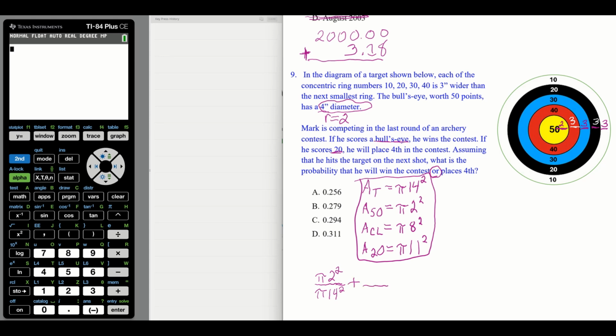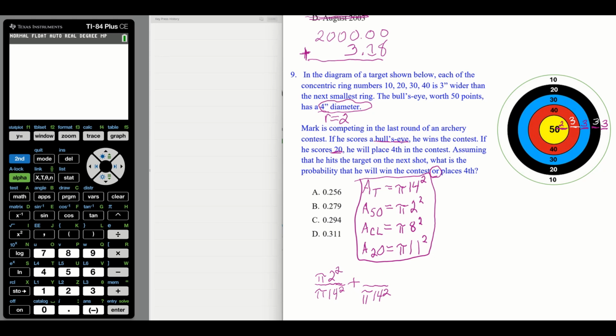to our next probability, which is for the 20, the scoring at 20. Well, that's just a ring on its own. So we're going to have to calculate that off to the side. But let's go ahead and say pi 14 squared as our total. Now we have it all set up. We just need to go over here and calculate our part of that.